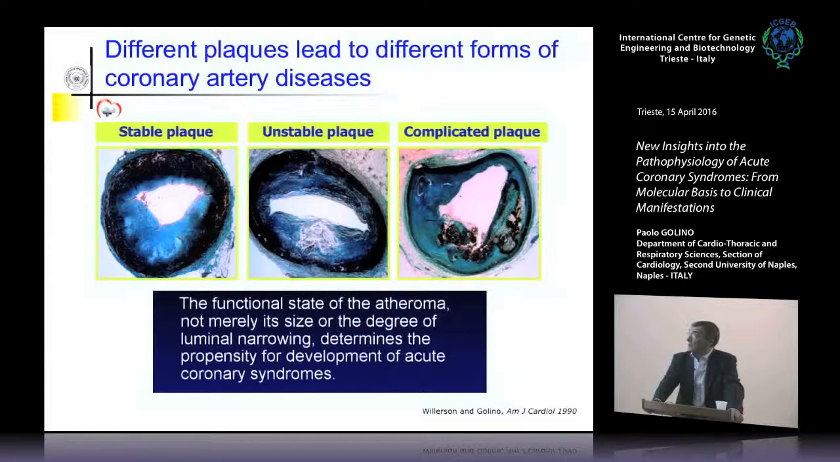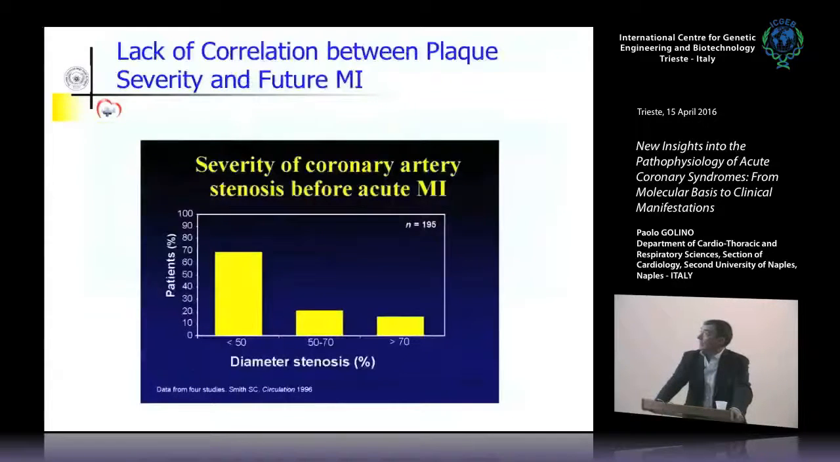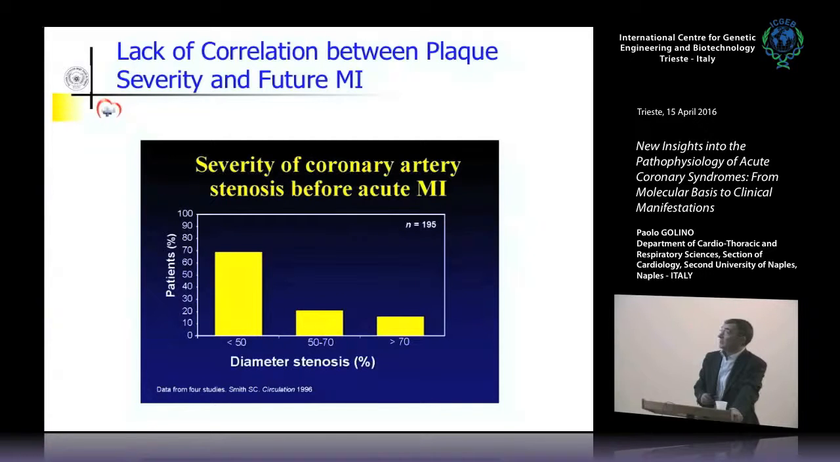It was hypothesized that it was not the degree of luminal narrowing induced by the atherosclerotic plaque, but rather the functional state of the plaque itself, which was responsible for the clinical picture, chronic versus an acute coronary syndrome. And indeed, we know that the severity of the coronary plaque is not correlated with the occurrence clinically of coronary syndromes. This is a very important paper.